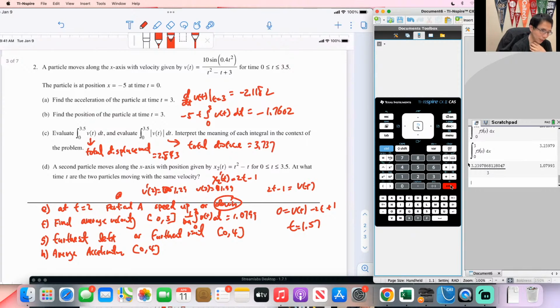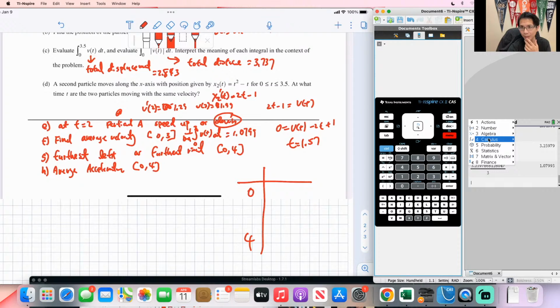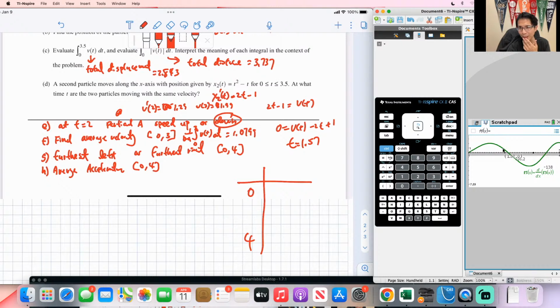How do I find the furthest left and furthest right? I need to do a table, right? So let's say 0 to 4. And the function I want to graph is the menu, the tab. Which function am I interested in? How do I get rid of split screen? Menu, go to table, remove table. There you go. So this one, I forgot which graph this one is. I'm gonna go into graph. Not this one. I'm gonna graph this one.